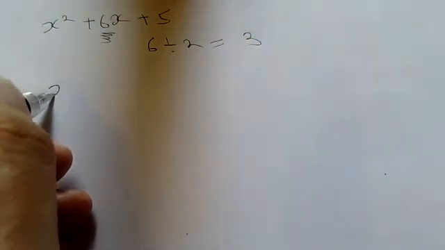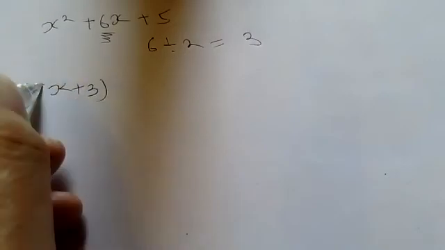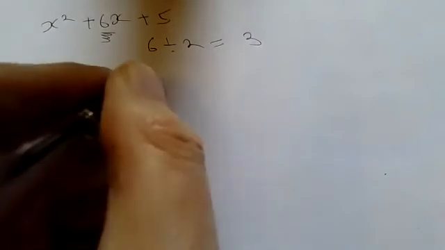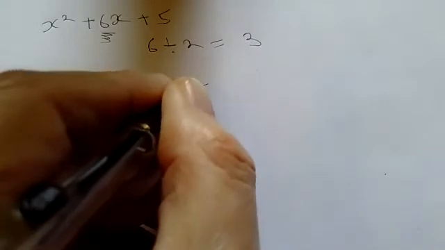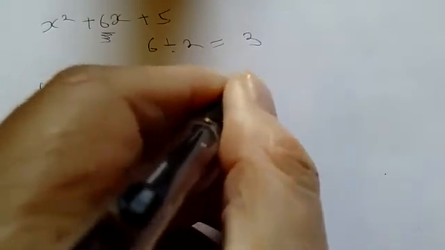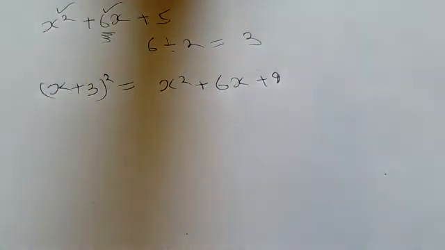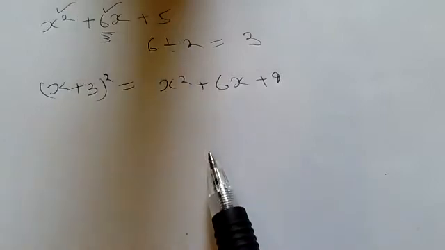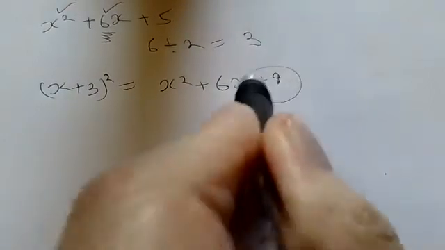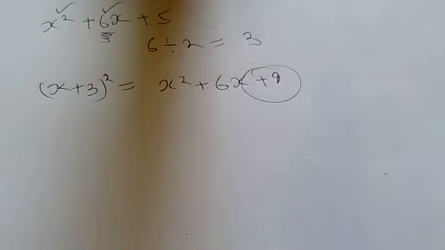Because if I write x plus 3 and I square that, I'm going to get x squared plus 6x plus 9. So I've actually got two parts of what I've got in the original expression, except the trouble is, this 9 has come out of it, and this 9 is extra.